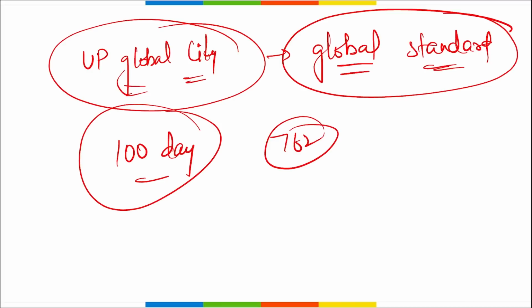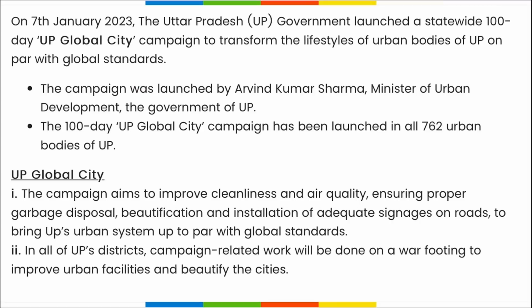This particular campaign aims at improving cleanliness and air quality, ensuring proper garbage disposal, beautification, and installation of adequate signage on roads to bring the urban system up to par with global standards. The UP Global City campaign was launched ahead of the Global Investor Summit that will begin on 10th of February 2023 and end on 12th of February 2023 in Lucknow, UP.